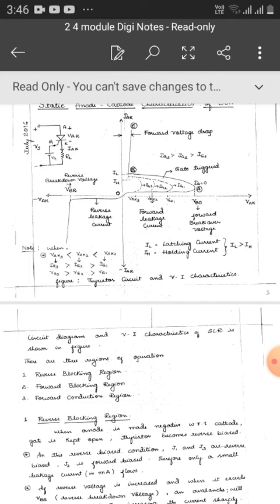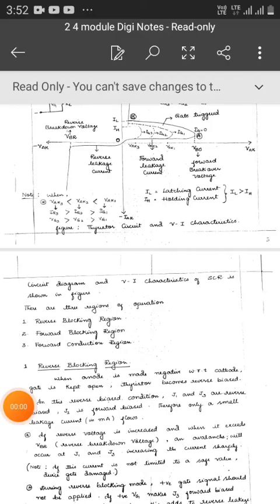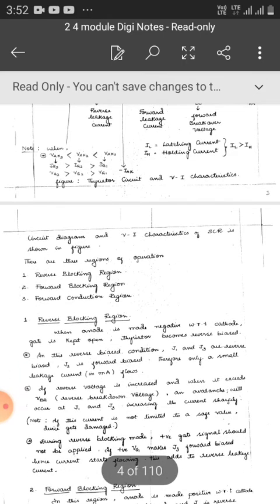The characteristics shown in the figure are called static characteristics. The anode to cathode current IAK is plotted with respect to the anode to cathode voltage VAK. The voltage VBO is the forward breakover voltage. VBR is the reverse breakdown voltage, and IG1, IG2, IG3 are the gate currents applied to the thyristor.